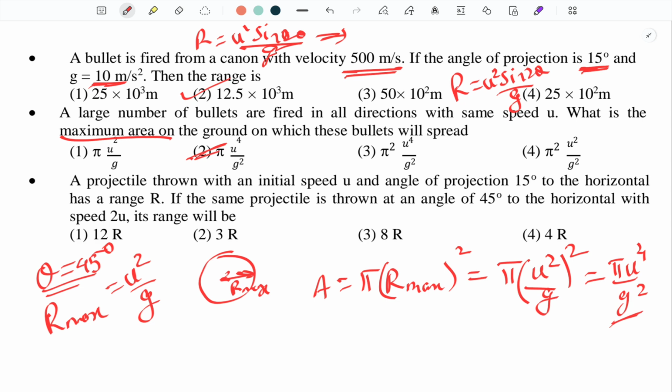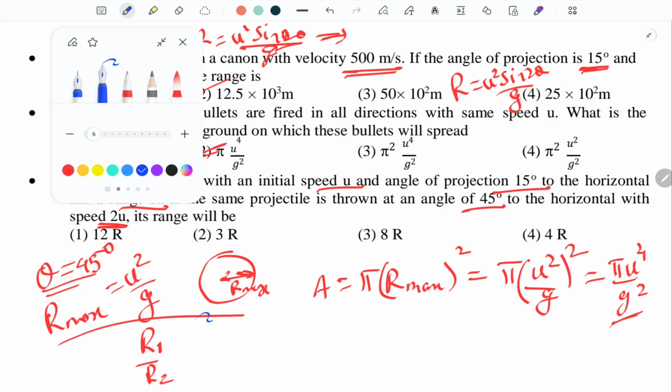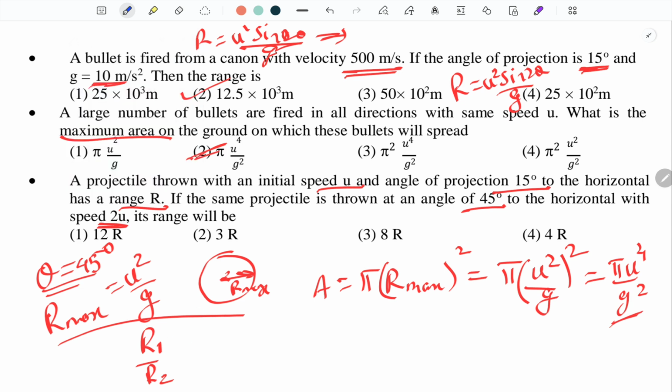Okay, let us move on to the next particular question. A projectile is thrown with initial speed u and angle of projection 15. Initial speed u है, angle of projection 15 है to the horizontal, has a range r. If the same projectile is thrown at an angle 45 to the horizontal with the speed 2u, its range will be. This is simple question. तो r1 by r2 कर लो. Okay, I'll change the color so that you differentiate which question we are solving. So let us see this.